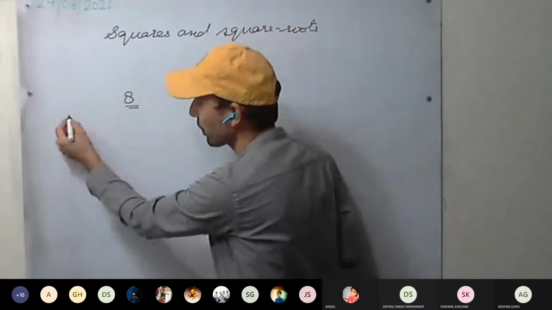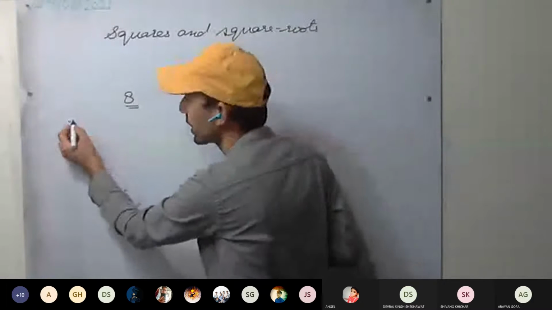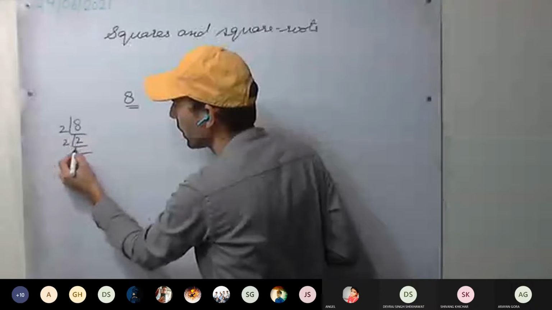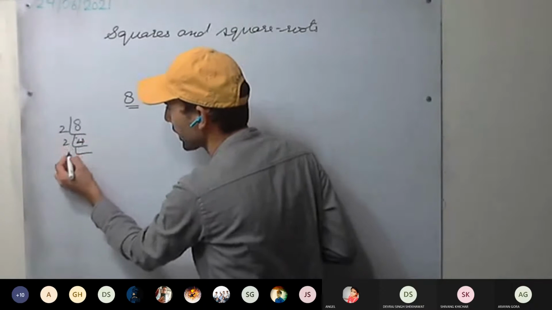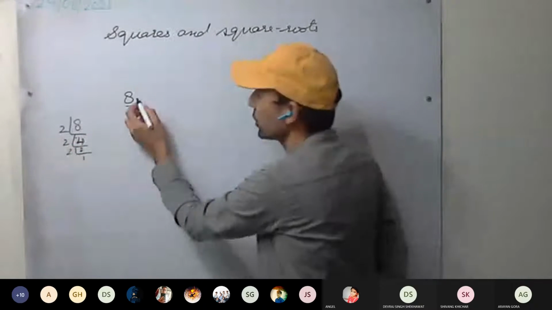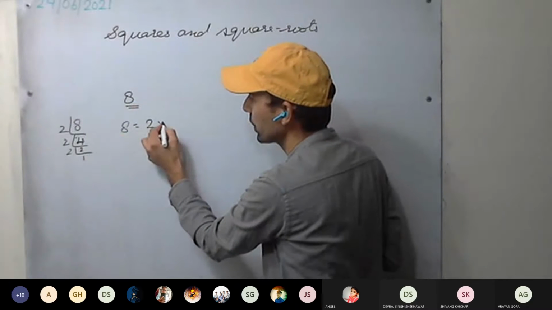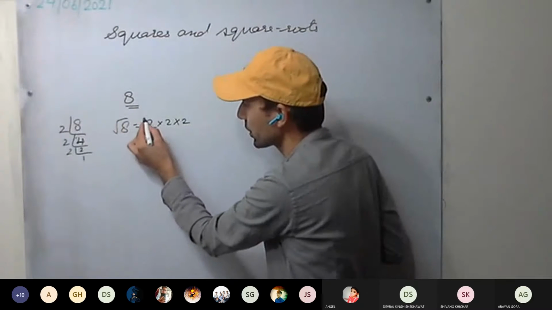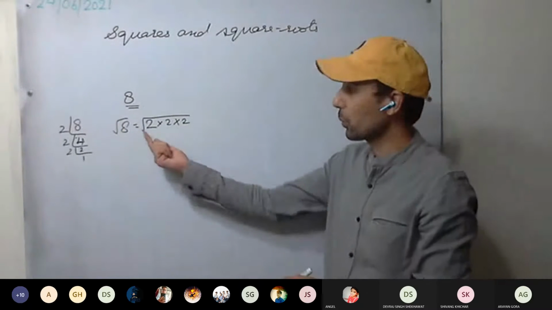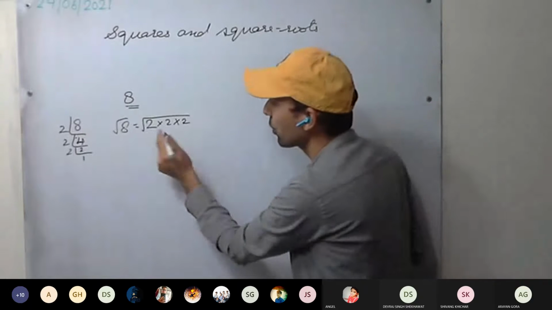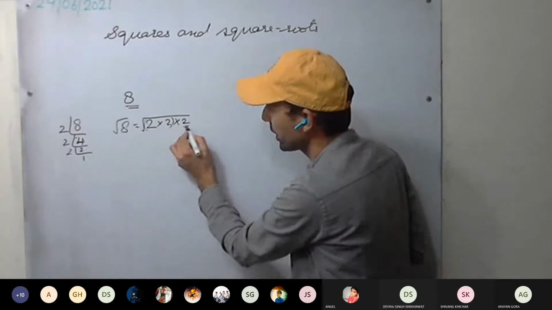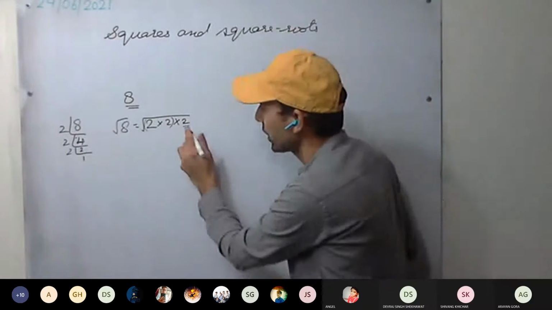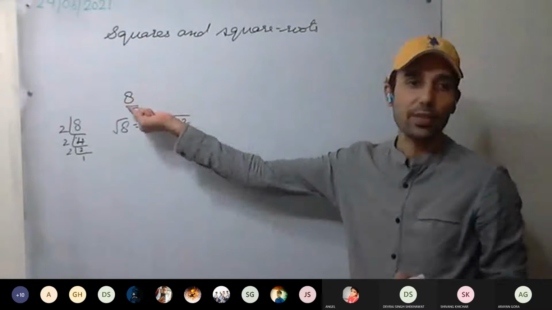You can check this by the prime factorization method as well. 8: 2, 2, then here will be 4, and then again 2, 1. So 8 is 2 into 2 into 2. If we take the root of 8, we take root on both sides. Now if we form the pairs, what remains single? One 2 is remaining single. Therefore, 8 is not a perfect square.